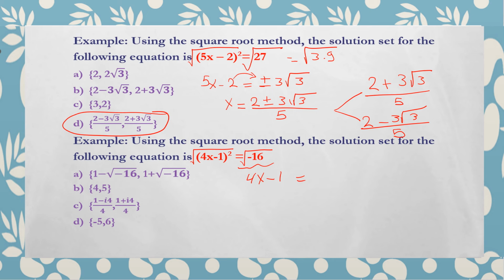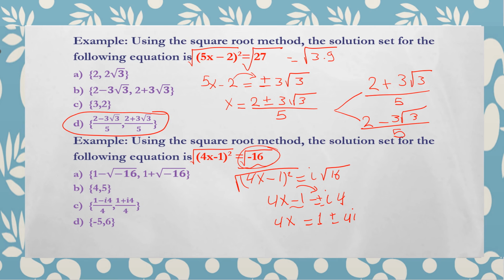We can transform these into i and the square root of 16, which means 4x minus 1 equals plus or minus i times the square root of 16, and the square root of 16 is plus or minus 4. After that, 4x equals 1, by taking 1 to the other side, plus or minus 4i.